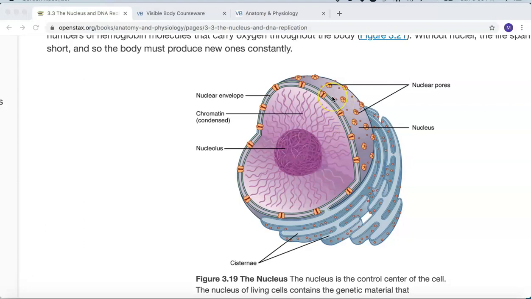Typically the nucleus is near the center of cells, but not always. Sometimes it's pushed up against the plasma membrane, sometimes it's in various places in the cell. It really depends on what cell you're looking at, and we'll see that as we do some of the histology study in lab. In any event, nuclei always serve the same purpose.